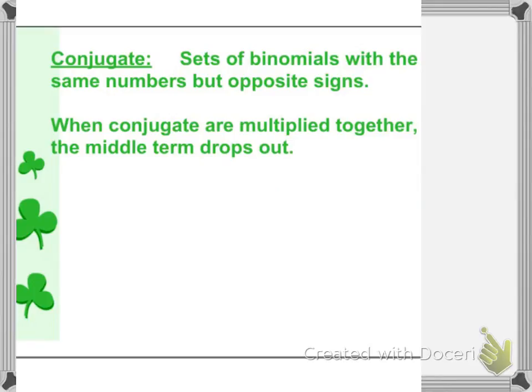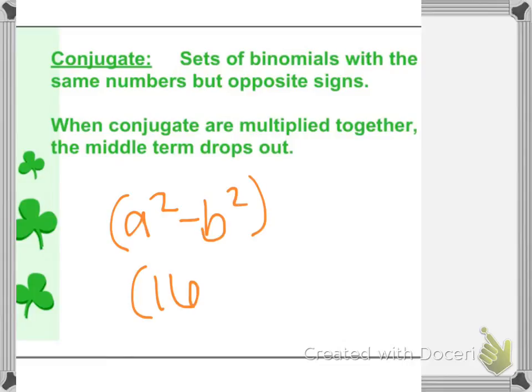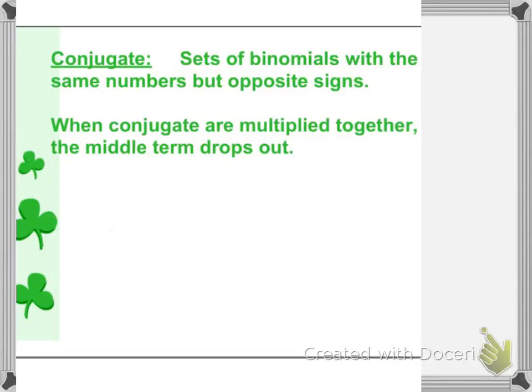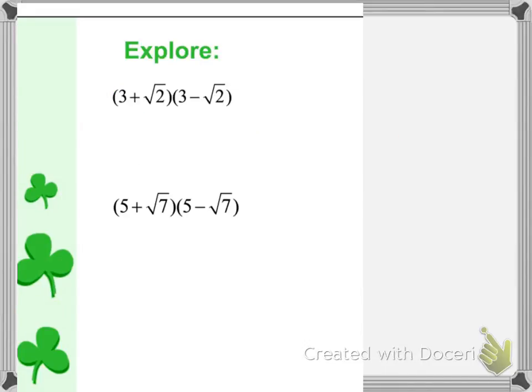So conjugates are two binomials with the same numbers, opposite signs, and when you're multiplying them together, the middle term drops out and you're left with the difference of perfect squares, like a squared minus b squared, or 16 minus 9, or whatever it's going to be. You're left with two perfect squares with a subtraction sign in the middle, which in our case would help us get rid of the square roots on the bottom. So here are some binomials that, instead of variables, have square roots. Let's FOIL these conjugates together and see what happens.